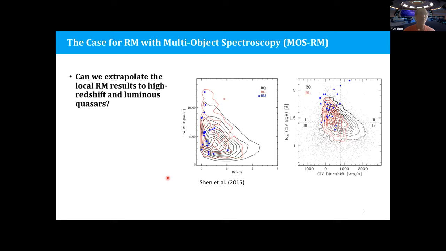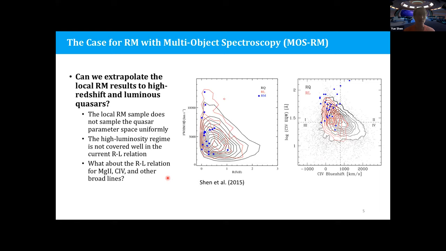And finally, I just want to mention that the R-L relation has only been established for H beta, and we really don't know if there exists any correlation for the magnesium 2 line or for the carbon 4 line. This is something that we really need to test with larger samples of RM quasars or AGN.